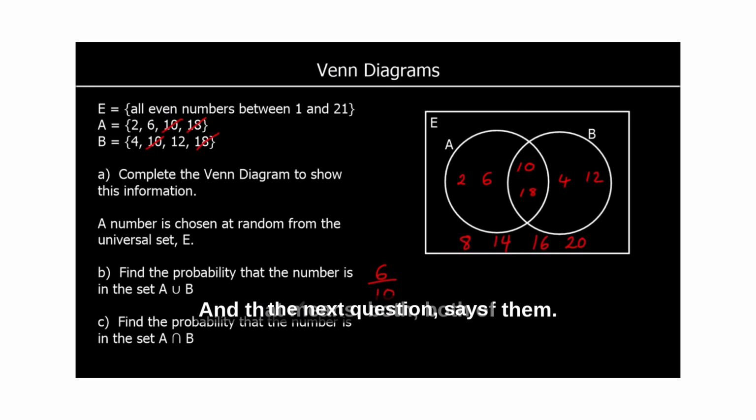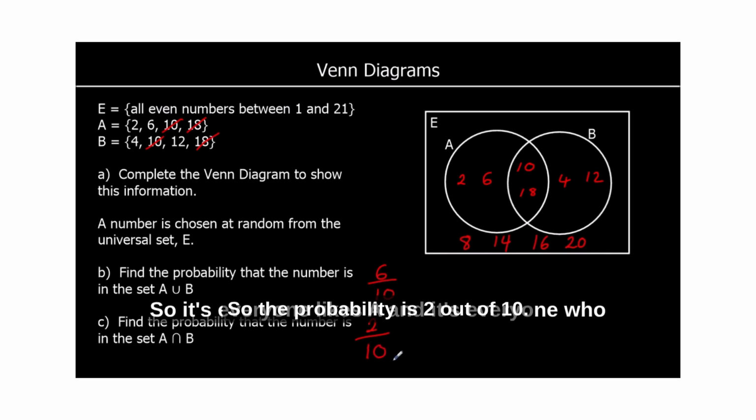The next question says find the probability the number is in the intersection of A and B, is in both the A circle and the B circle. So there are 2 numbers in both circles, 10 and 18. They're the only ones that are in both A and B. And there are 10 numbers in total. So the probability is 2 out of 10. Again, we could simplify, but we don't have to.